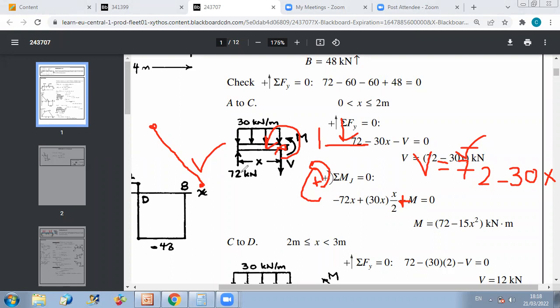Now, this force is creating a clockwise moment about the section point. So I have minus 72 times this distance, which is x.